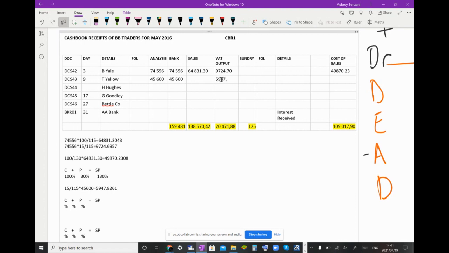and that's going to give us 5,947.83. Now remember I told you I want to get you comfortable and used to using the formula. In the interest of time, if it's faster for you, you can quickly take that amount and subtract it from the 45,600 to get the VAT exclusive amount. Does that make sense? So what amount should we plug into sales?